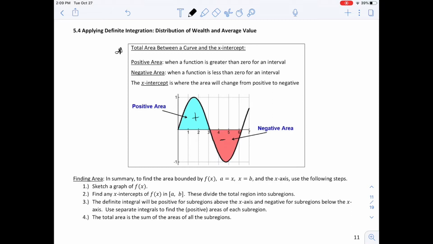And it says the x-intercept is where the area will change from positive to negative. And so to figure out our total area, we are going to take our positive area and we're going to subtract away, so minus our negative area. So what that would do is change that negative to a positive, and we would get our total area. And again, remember to find your x-intercepts. This is where you set y equal to 0 and you would solve. And so you can see at that x-intercept where y is 0, and in this picture it's at 3, is where it changes from having a positive area to a negative area.